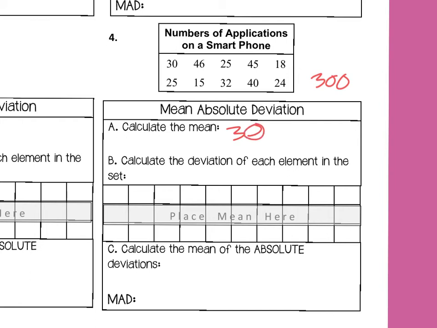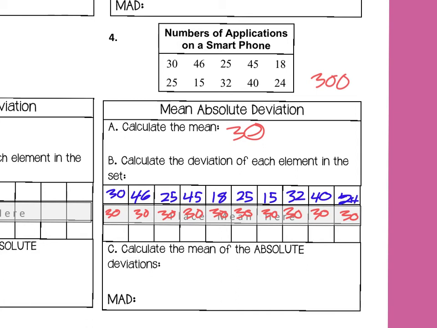Now, I'm going to put 30 in all of these boxes right here because that's the number we're going to be subtracting from. So there we are. Now I'm going to write my points of data in there. Just to make it different, I'm going to change the color. So 30, 46, 25, 45, 18, 25, 15, 32, 40, and 24.